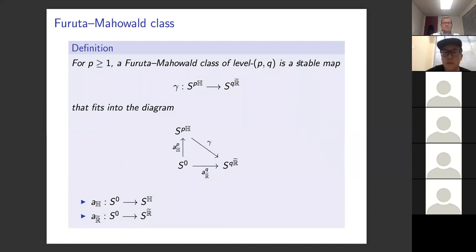So let's make a definition out of this. A Furuta-Bauer class of level p,q is a stable map of this form that fits in this diagram. So recall that this inclusion of the fixed points actually can be rewritten as a power of this class. Any such class is an Euler class that sits in one copy. We can take the smash product or composition of all of them to realize this map. So the definition is saying that this map gamma sits in this diagram. You can even think of this as a relation in the RO-graded Pin(2)-equivariant stable homotopy of spheres.